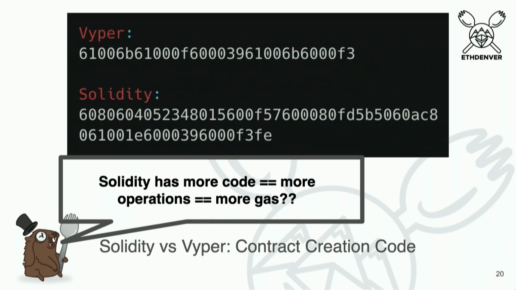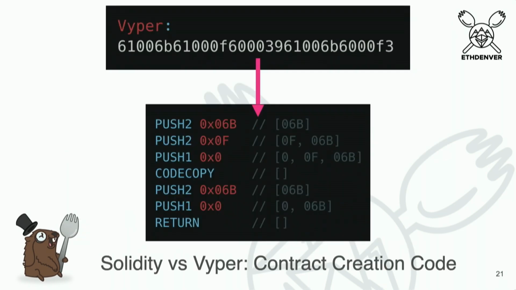We see Solidity has got a bunch more stuff, right? And as gas optimizers, we go, okay, well, if there's a bunch more stuff, that probably means it's doing a bunch more stuff. And to gas optimize, we want it to do less stuff. So is that what's going on? Solidity is just doing more stuff? What is this more stuff that it's doing?